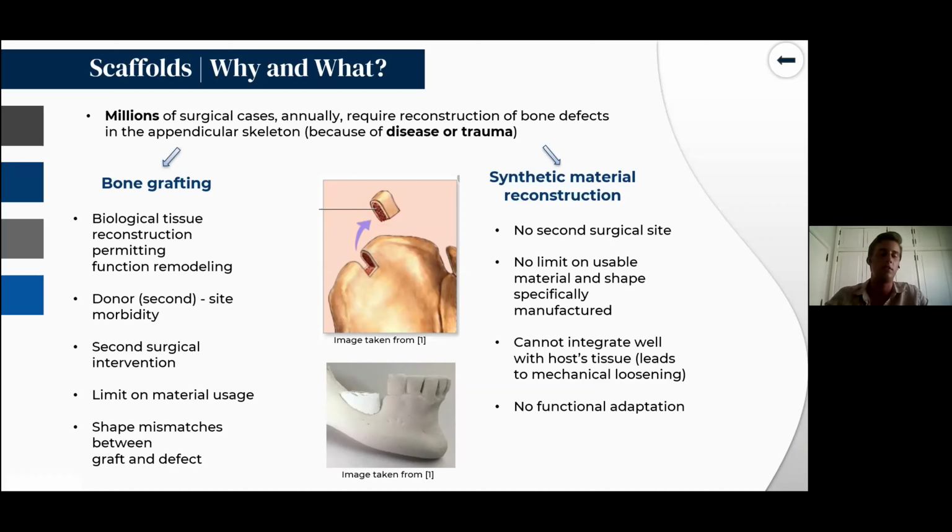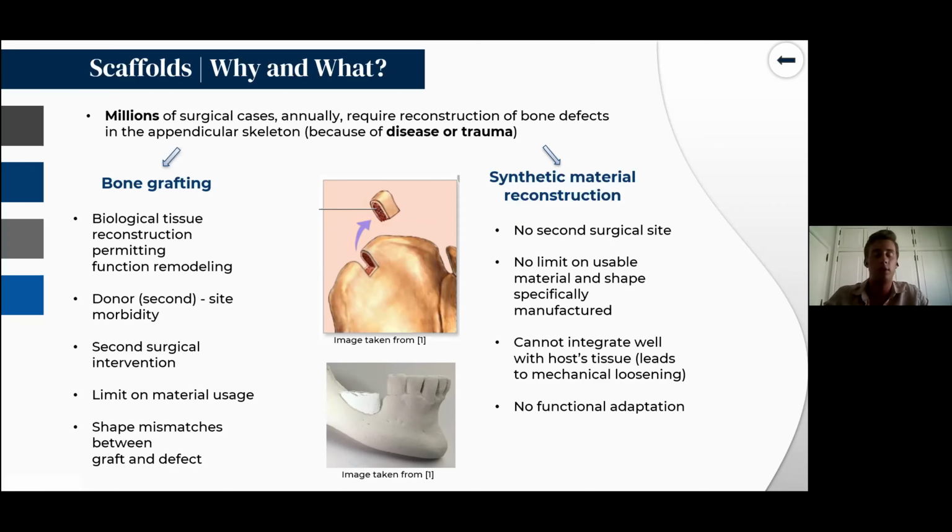This, of course, has the advantage that you're implanting biological tissue, and it permits the implant, the bone graft, to integrate very well with the host's tissue in the defect site. But it also has the problem that you need a second surgical site, and you also have a limit on the material usage because there's no unlimited bone that you can use for the defect. And sometimes you even have a shape mismatch between the graft and the defect. And this is a big problem.